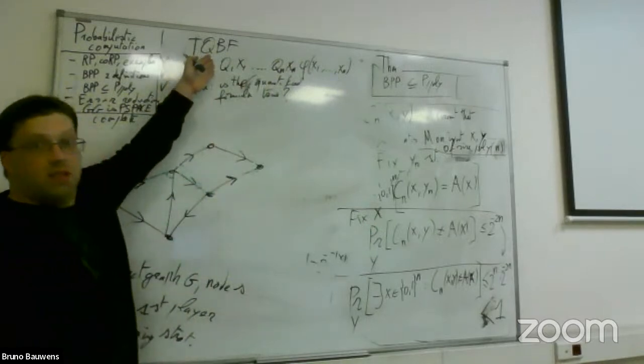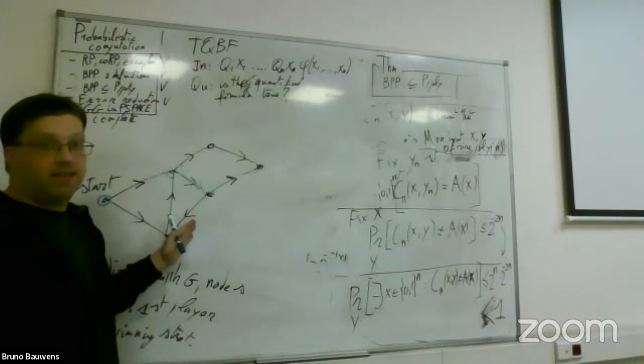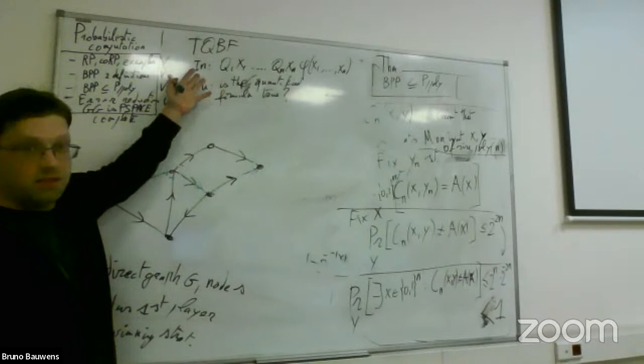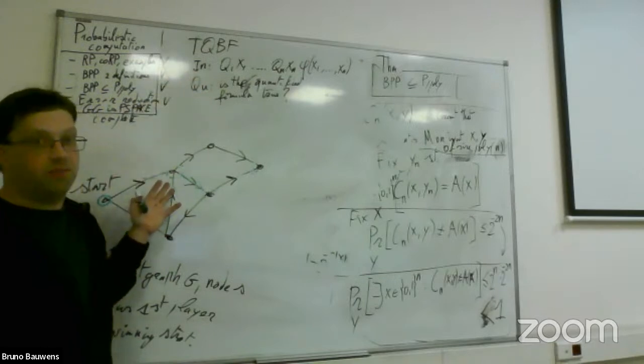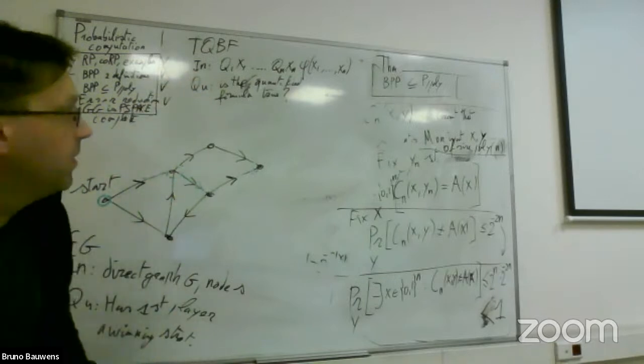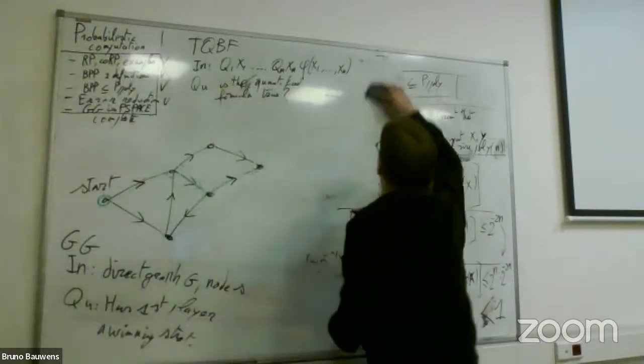if the formula is true, then the first player has a winning strategy. And if the formula is false, then the first player doesn't have a winning strategy. So now I will write down this graph.